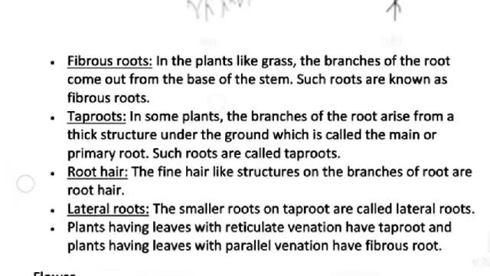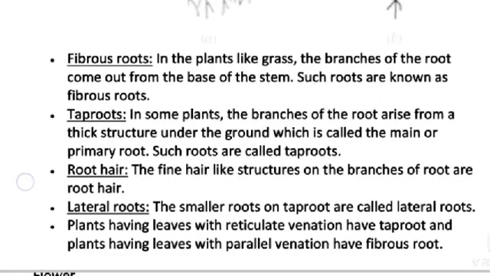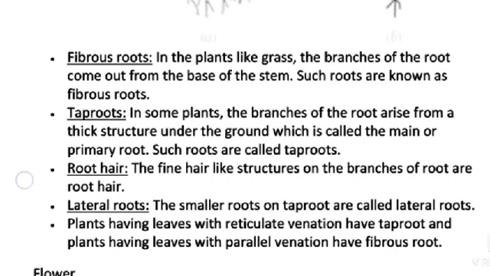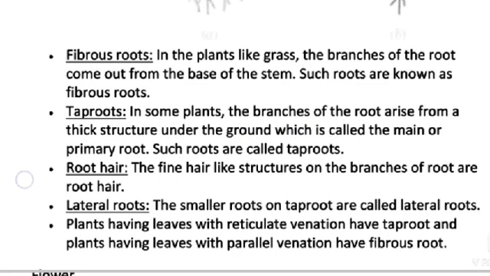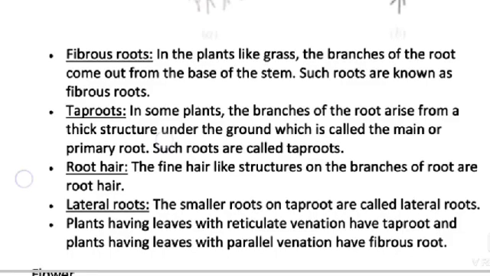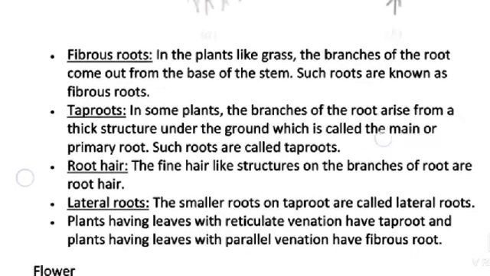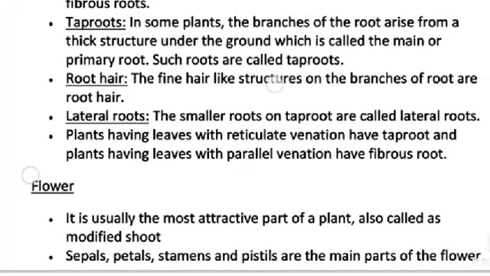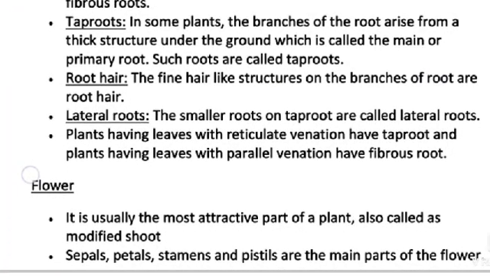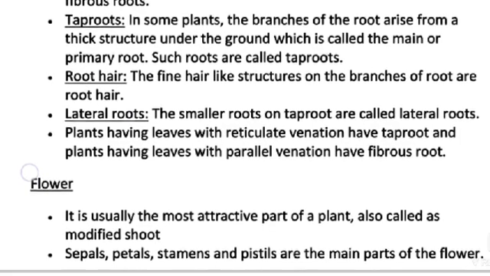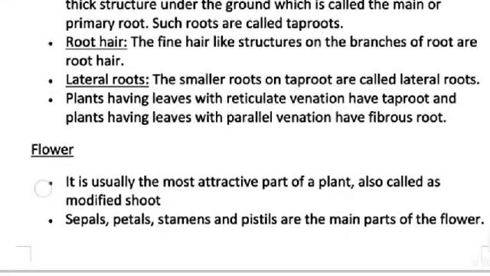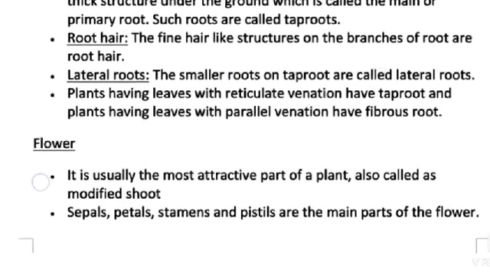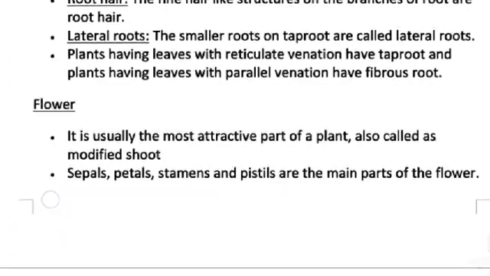Taproots. In some plants, the branches of the root arise from a thick structure under the ground which is called the main or primary root. Such roots are called taproot. Root hair, the fine hair-like structures on the branches of root. Lateral roots. The smaller roots on a taproot are called lateral roots.